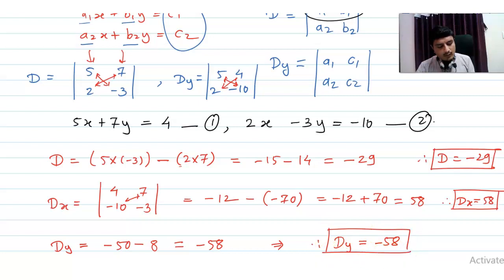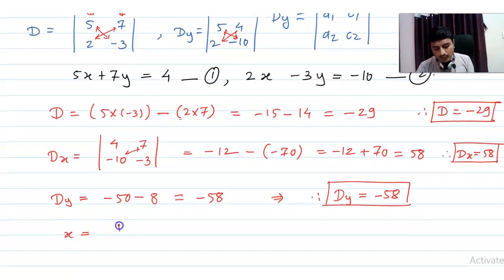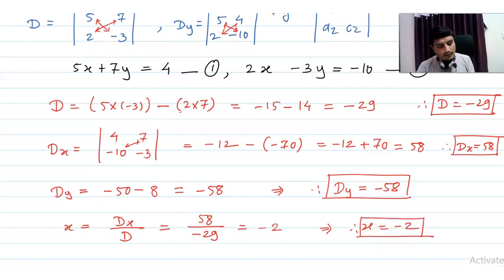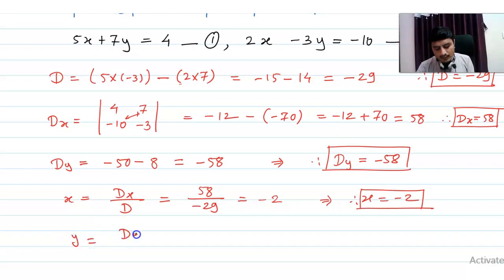Now to evaluate the value of x as per Cramer's rule, we have the formula Dx divided by D. The value of Dx we have 58, while the value of D we have minus 29. We know 29 twos are 58, plus minus we are getting minus 2. So the value of x is minus 2. Now to evaluate the value of variable y, as per Cramer's rule, Dy divided by D. Dy value we have minus 58, while D value is minus 29. Minus minus plus, 29 ones are 29, 29 twos are 58. So the value of variable y is 2.